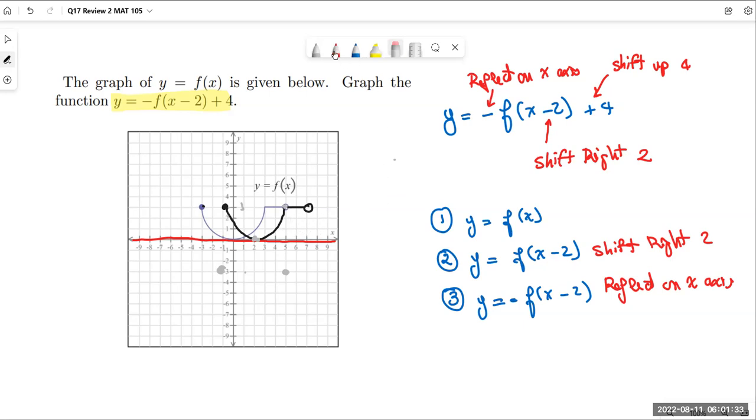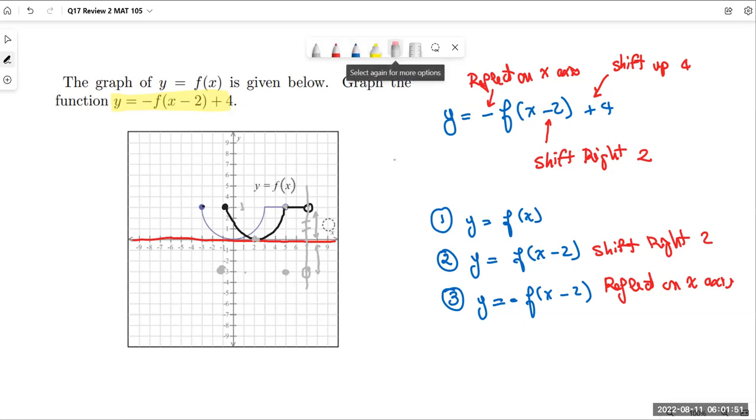And now the last point, which is this one, is going to be somewhere here, right? So the same thing, you do a vertical line, and you keep the same distance from here to here and here to here. So this is going to be right here.